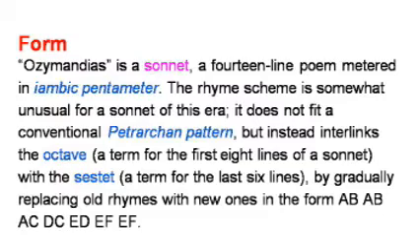The rhyme scheme is somewhat unusual for a sonnet of this era. So he has modified the rhyming scheme. It does not fit a conventional Petrarchan pattern. A Petrarchan sonnet actually has a group of 8 lines, which is the octave, with 2 rhymes, that is ABBA, ABBA, and a group of 6 lines, that is the sestet, with 2 or more rhymes variously arranged. So that is how a Petrarchan pattern is. You have first 8 lines followed by 6 lines, that is octave followed by sestet. That is how this poem is structured.